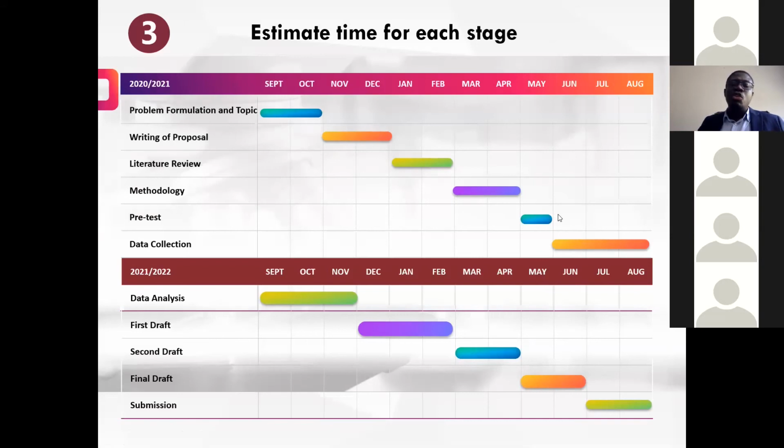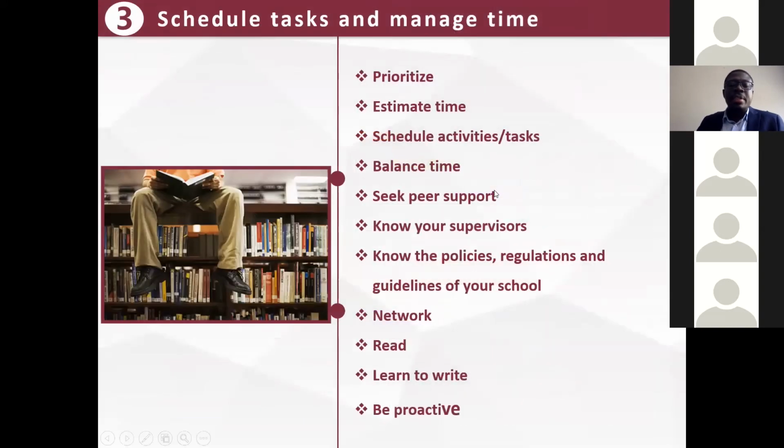And in doing so, you have to be very realistic. You don't have to assign a time that you think will not be adequate, or a time that you think is just too much. You see over here, the candidate assigns 3 months for data collection. And I even think that 3 months may be short, especially in this era. So once you have come out with the schedule and estimate of time for each stage, you move on to the next stage. Please, let's move on.